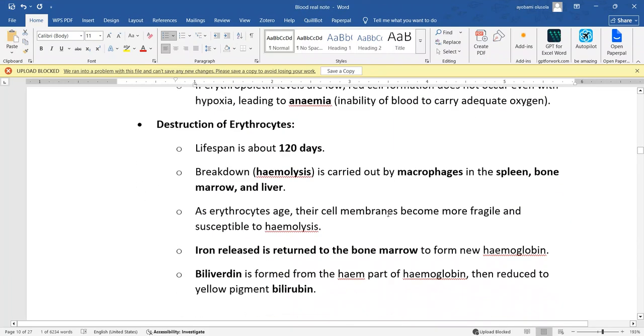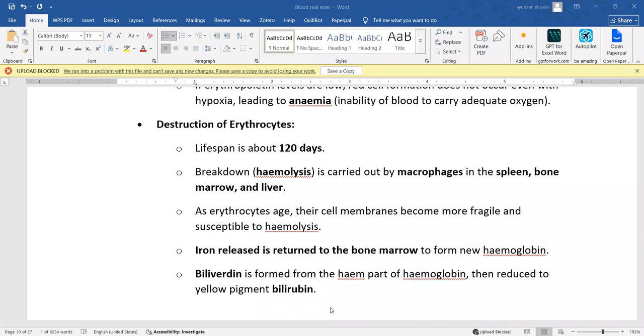Now, macrophages are monocytes in tissues, because a question can come like that, and they will say monocytes in tissues are also called macrophages. So monocytes in the tissue, or macrophages, in the spleen, bone marrow, and liver break down the red blood cell. There's a reason why they break down: the essence is to release iron. Iron is released when the red blood cell breaks down and is returned to the bone marrow to form new hemoglobin.